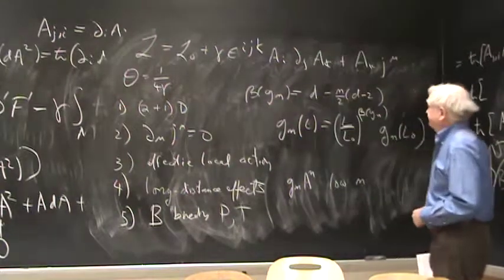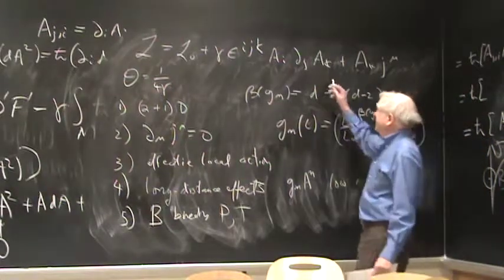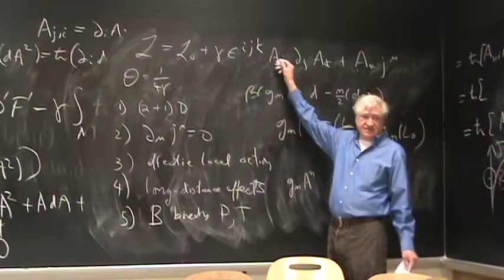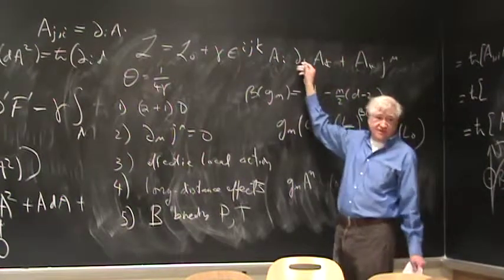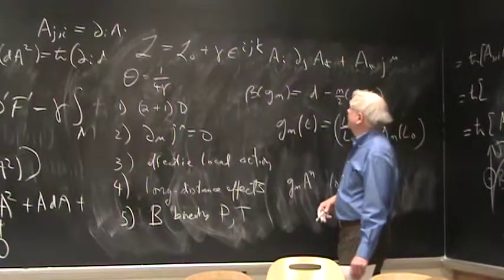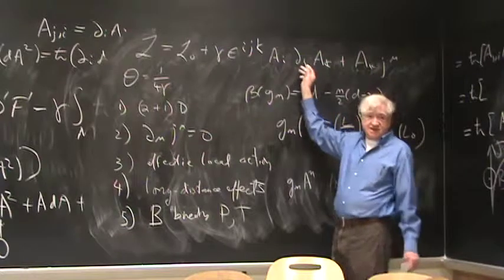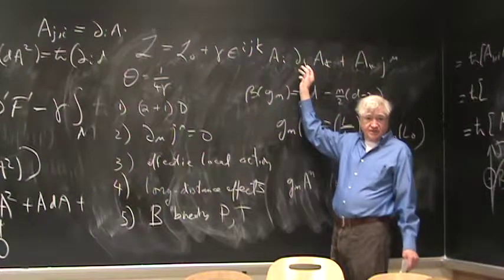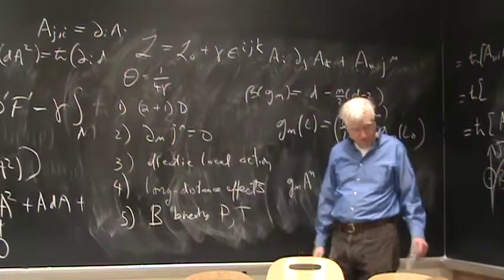And yeah, you can see that it breaks parity because if this is a vector field, this flips, that flips, so does the derivative. So that's three minus signs. It breaks time reversal because one of these is a time derivative, and if you have a single time derivative in there, that screws up time reversal.